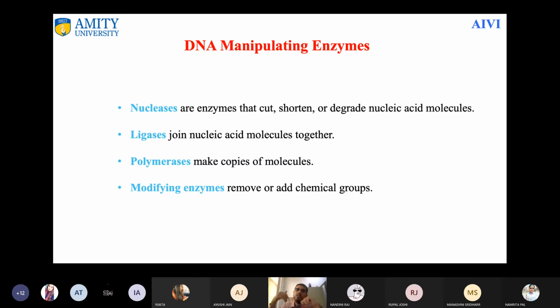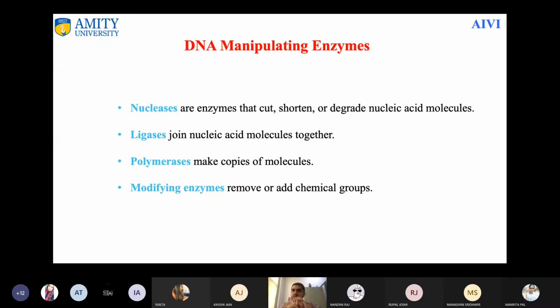How it is going to cut, and what type of cut it is going to produce, we'll study in future slides. But the first type of enzyme, nuclease, its main role is breaking down and cutting. If you want to cut my finger and remove it, and it were made up of DNA, then you would need a nuclease. So this is the job of your nuclease.